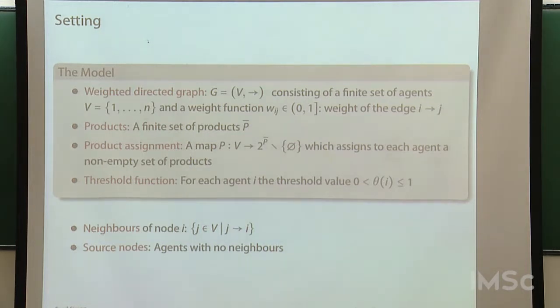I'm sorry? What do the products consist of? It's just a finite set. We don't care. There is a finite set of products for the entire network. For the moment, think of it simply as a finite set. There is a function P which maps every vertex into some subset of these products. So with every vertex is associated some set of products, the idea being that that agent can choose.